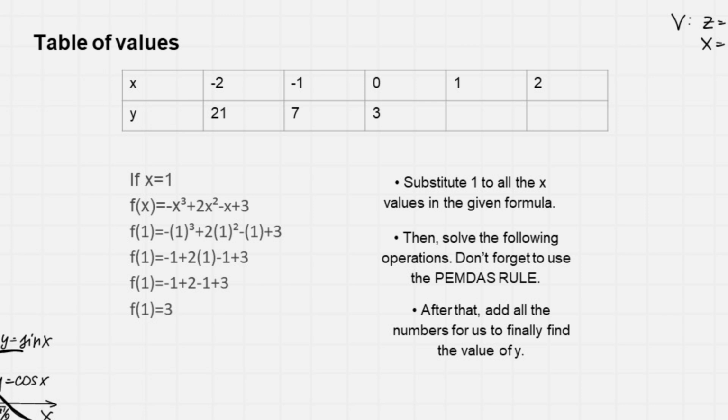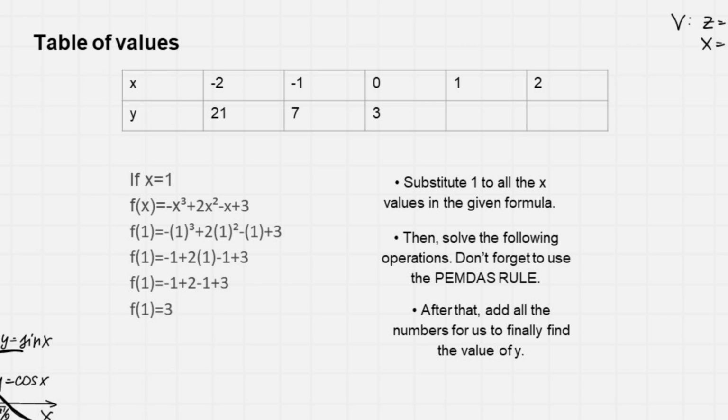1 cubed is equal to 1, times negative is equal to negative 1. Bring down 2, then 1 squared is equal to 1, and bring down negative 1 plus 3. Then bring down negative 1, 2 times 1 is equal to 2, and again bring down negative 1 plus 3.